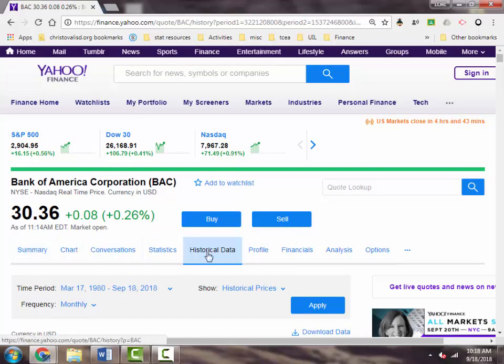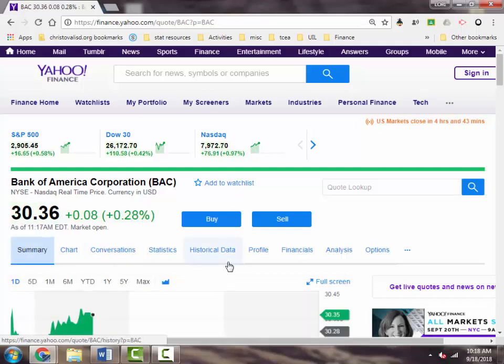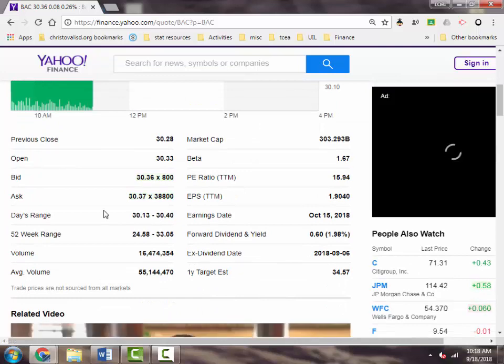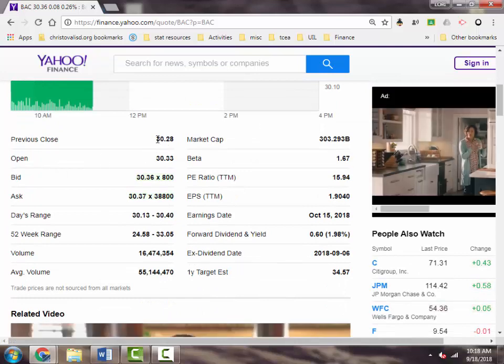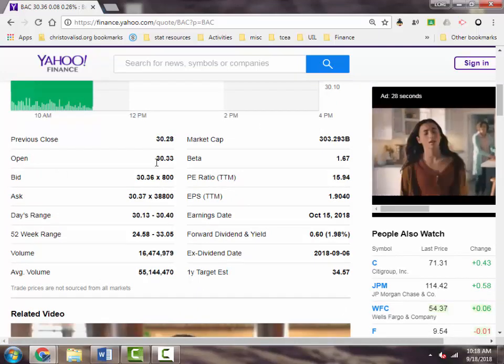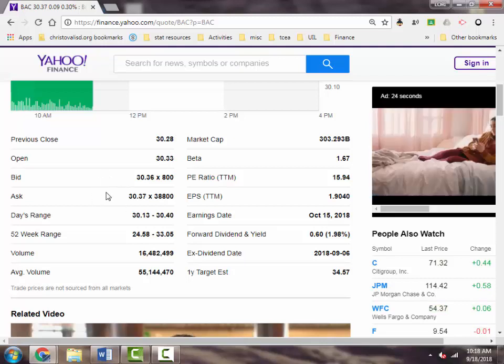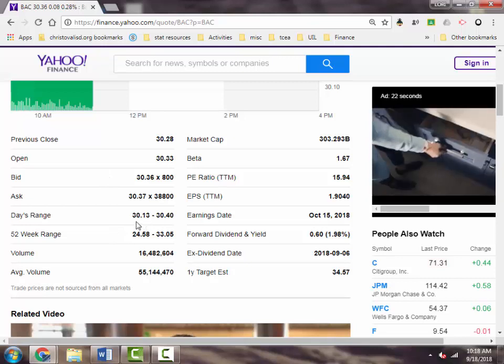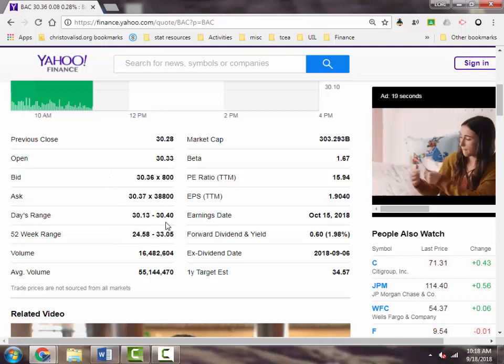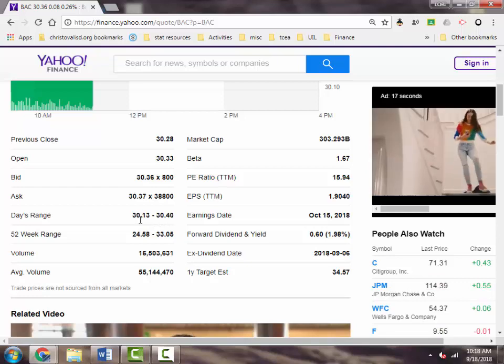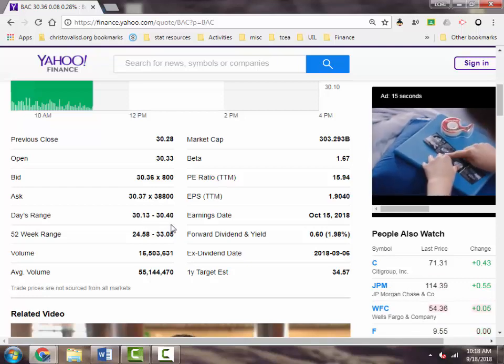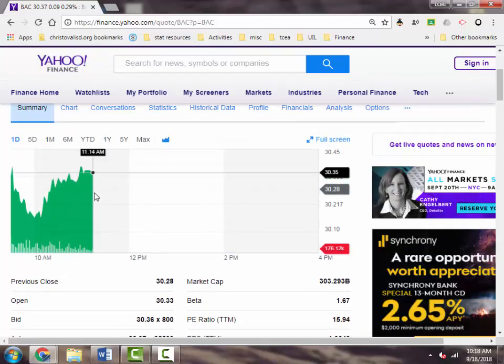So there are multiple things that we can use to gather data off of this. We have the summary. The summary is just an overall picture. Here it tells me what it closed at the previous day, what it opened with, the bid and the ask, so that's what it's kind of trading at, what its day range has been. So if you know it's been a range of from 30.13 to 30.40, you might put in for it to buy it lower if you think it might drop down that day.